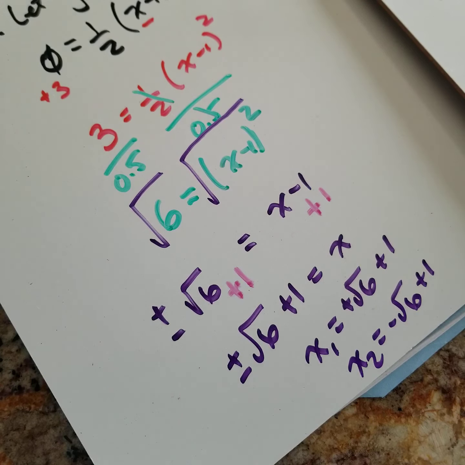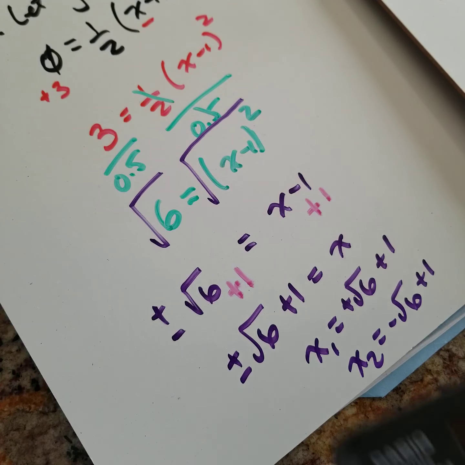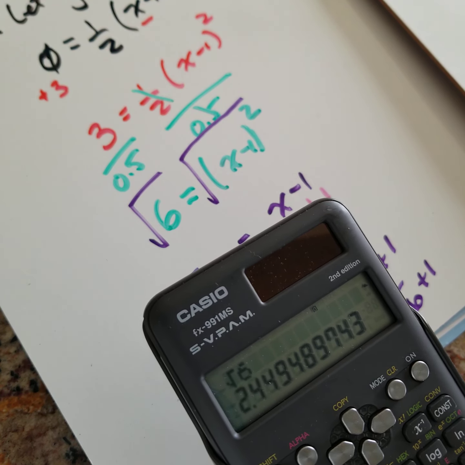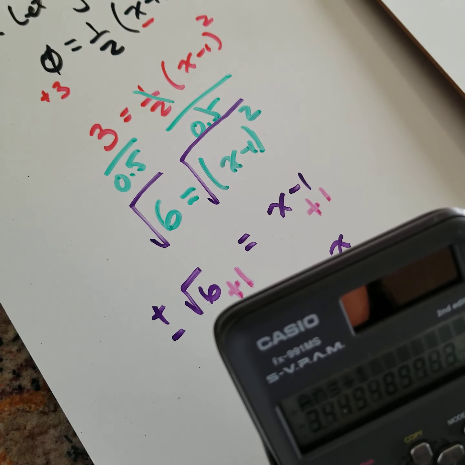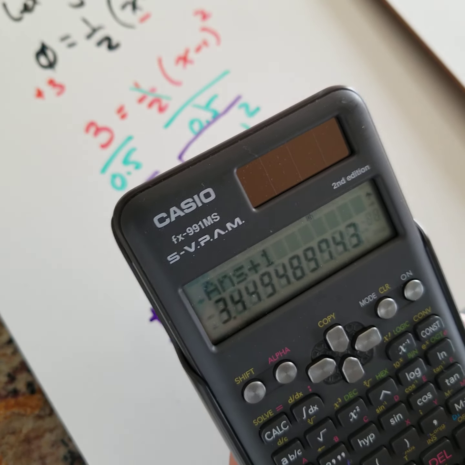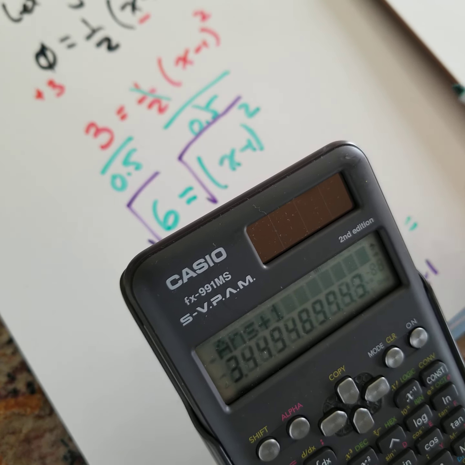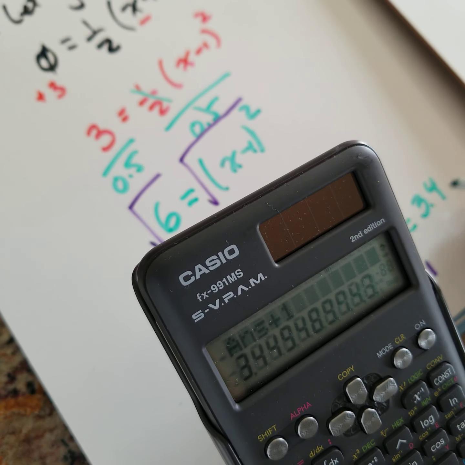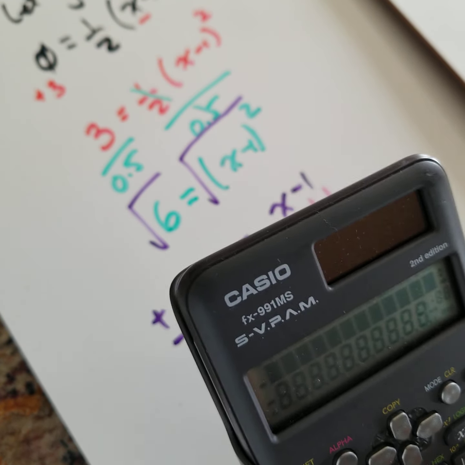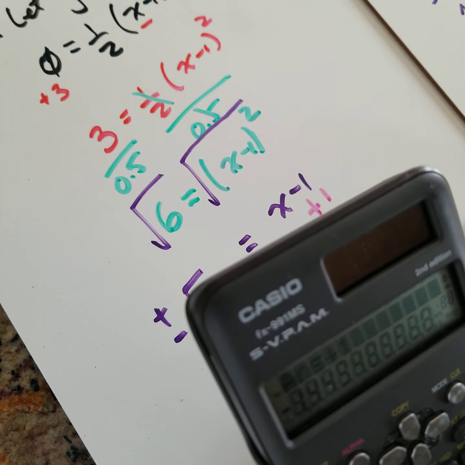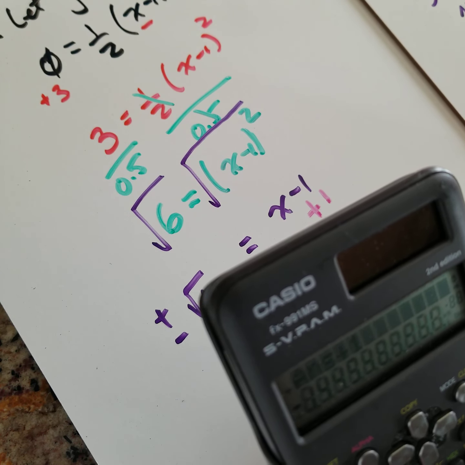So let's check what these numbers actually represent in terms of a decimal so that I can plot it on the graph. So my x-intercepts, I'll just take my calculator. I'll take the positive root of 6, I'm going to add 1, and it gives me this number of 3.449. So I'll just write approximately 3.4. And if I take the negative root of 6, and I'm going to add 1, this reads as negative 1.4.